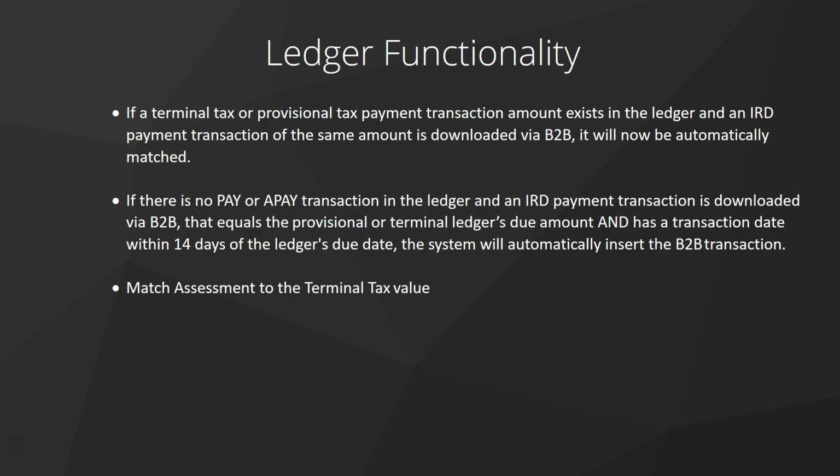If a terminal tax or provisional tax payment transaction amount exists in the ledger and an IID payment transaction of the same amount is downloaded via B2B, it will now be automatically matched. If there is no pay or APay transaction in the ledger and an IID payment transaction is downloaded via B2B that equals the provisional or terminal ledger's due amount and has a transaction date within 14 days of the ledger's due date, the system will automatically insert the B2B transaction. Matching assessment to the terminal tax value.